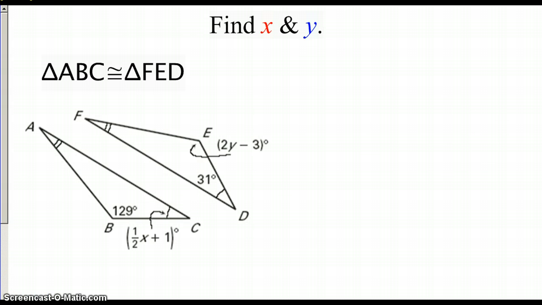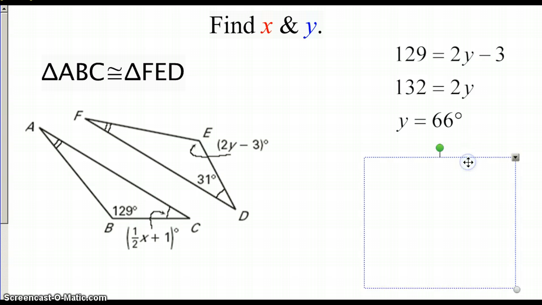Go ahead, pause the video one more time, see if you can find the values of x and y. In this problem, I'm going to start with y. I know that angle B is the same as angle E. So I'm going to take 129 and set it equal to 2y minus 3. I add 3, I get 132, divide by 2, and y is 66.